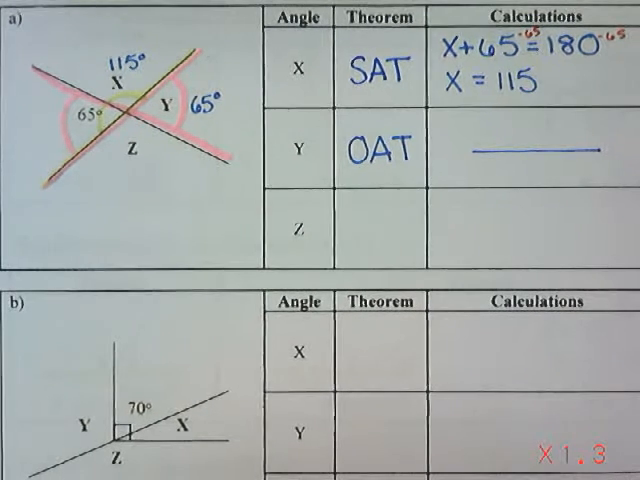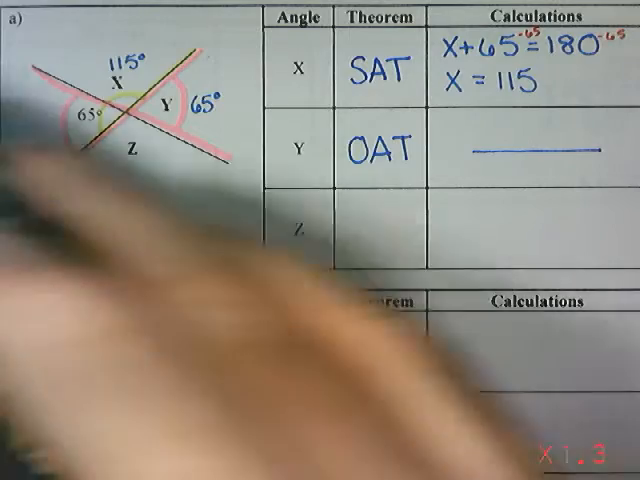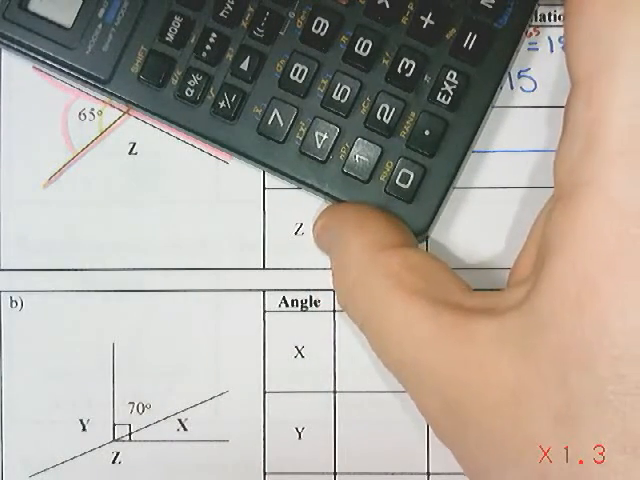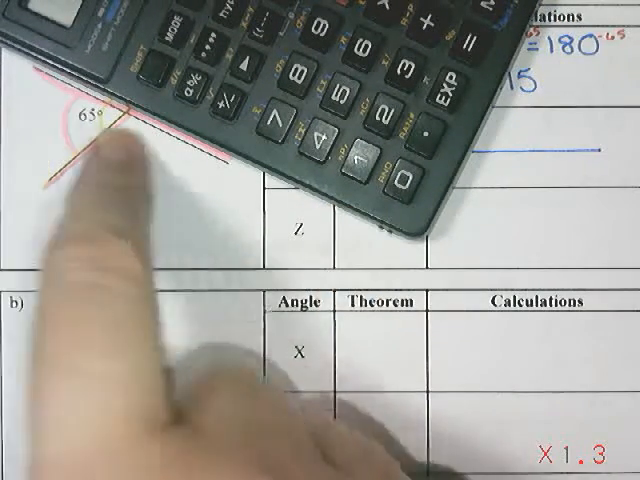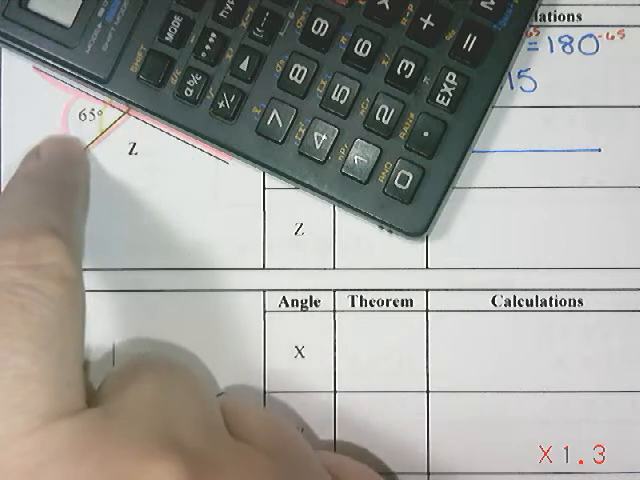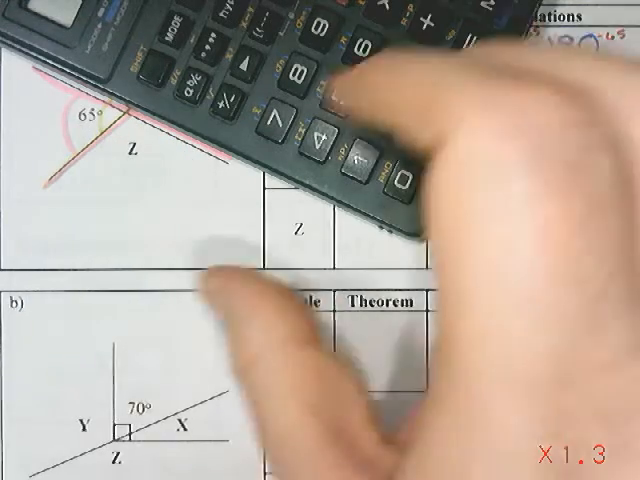All right, last one is Z, and I can think of at least 3 different ways, maybe 4, that I could find that angle, okay? Option number 1, I could take that straight line and say that this straight line, these two angles, add to 180 degrees.